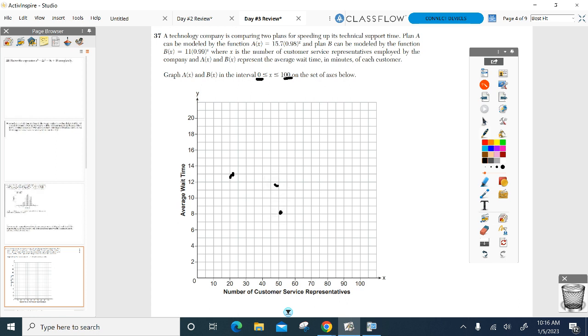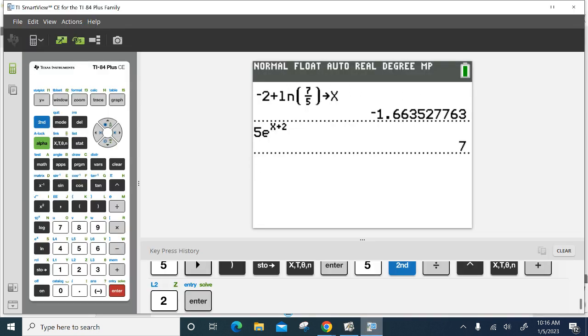That's on you guys now. Where do I get the points to plot? Where can I get them now? If I have to graph from 0 to 100, where can I go to find all the points? Grab your calculator. Where do you go on your calculator to do graphing?